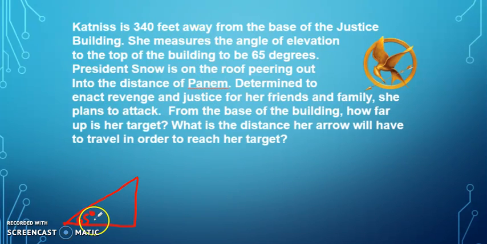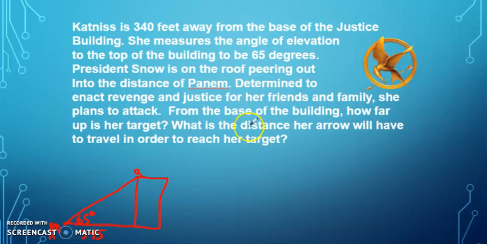So in this case, we have an angle of elevation of 65 degrees. They say that Katniss is 340 feet away from the base of a building. So this length to the base of the building is 345 feet. And this is Katniss here. And up at the top of the building, you have another character, President Snow, looking down. So in this case, we're given 2 of the values, but then they ask us for 2 things.